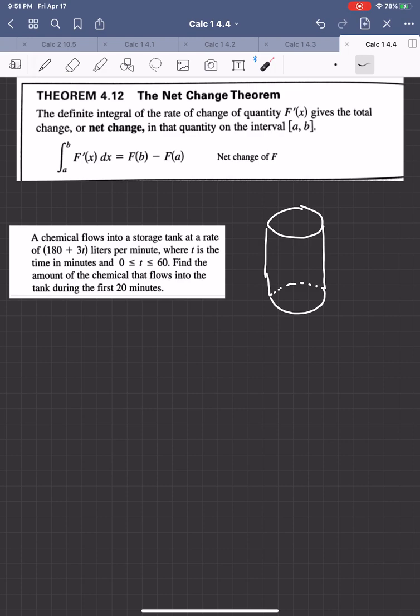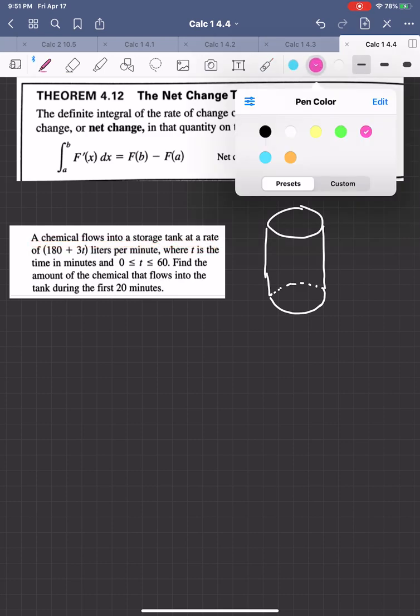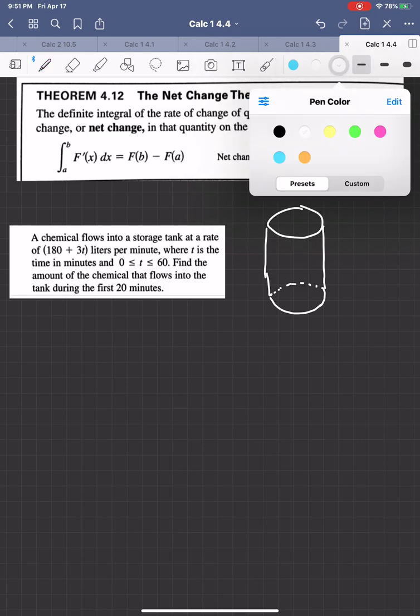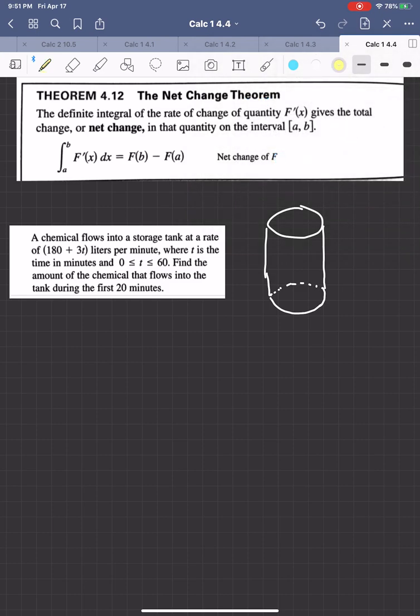So here we go. We have a chemical flows into a storage tank. So, all right, now I understand that some of you get jealous of how well I can draw, but you'll have to contain yourself.